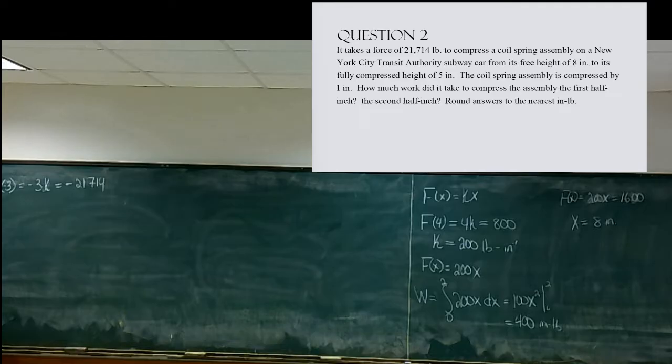Why negative? Because it's a compression, not a stretch. The force is compressing it. If we're looking at the subway, you're pushing down on it. Either way, it's compression, that's the negative direction, so force is negative. But it's negative 3k equals that, right? Yes, again, because it's being compressed by 3. Which means k is 7238.